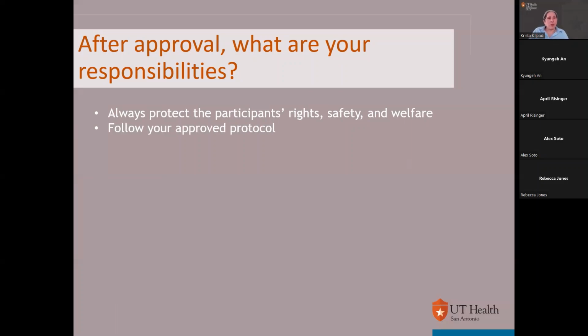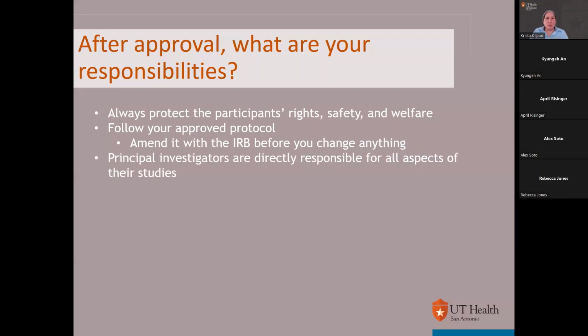Again, follow your approved protocol as it's written. The IRB has approved your protocol the way it was submitted, and if you start changing things, then you're not really approved by the IRB anymore. And make sure you submit those amendments before you change anything so that we know what you're doing and we're okay with it.